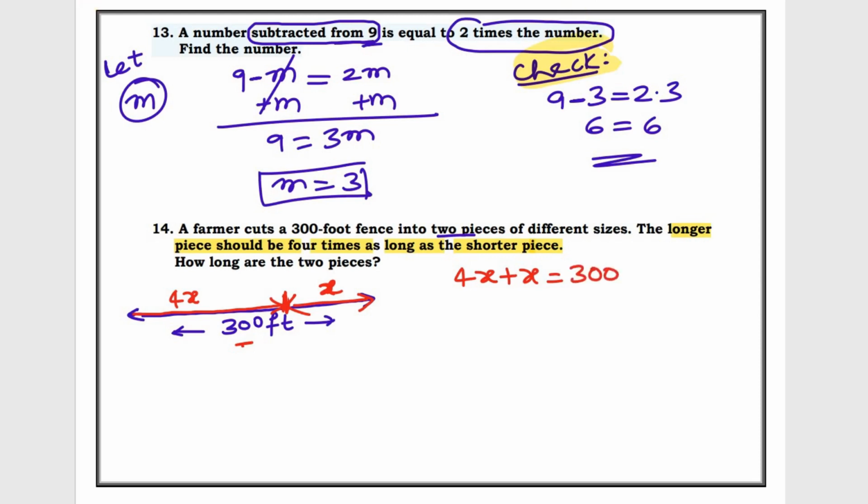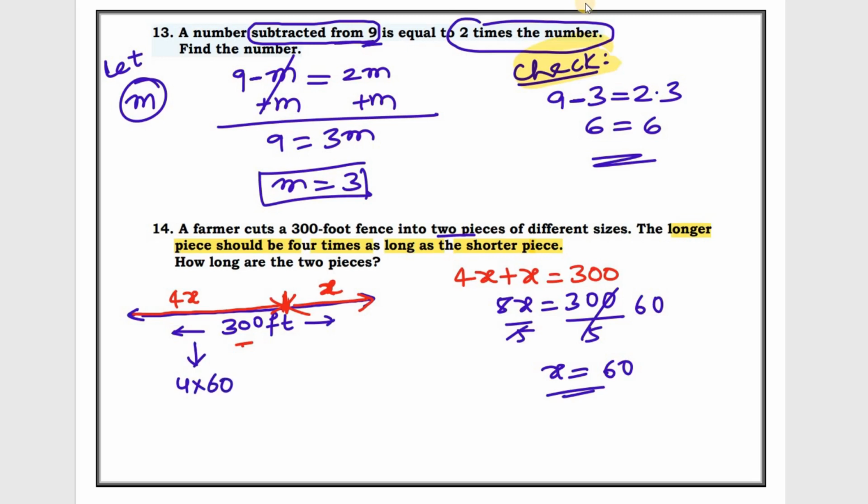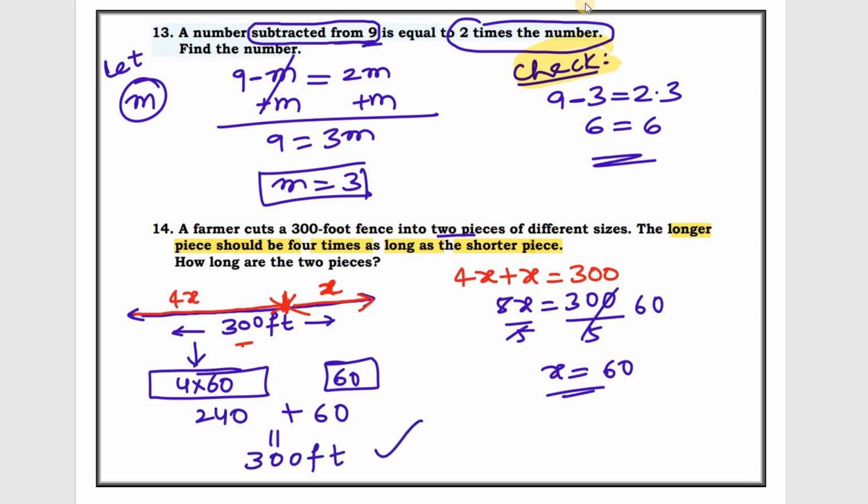So what I am trying to do is add both: 5x is equal to 300. Now divide by 5 here. So 5 60s are 300, and I got x is equal to 60. Let's check it here. If you compare with the rope, the longer one is 4 times 60 and the shorter one is 60. So 4 6s are 24, so 240 plus 60. So the total length is 300 feet. So we got it verified.